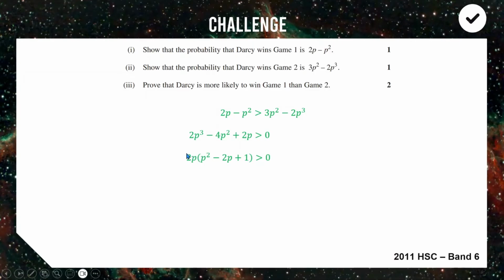It's easy to explain why 2P is greater than 0, because P, as stated in the question, is a probability, so it's going to be positive. Okay, so 2P is positive because P is positive. Now for the P squared minus 2P plus 1, conveniently, this factorizes to a perfect square, and we get P minus 1 squared. Now the question also stated that P was bigger than 0 but less than 1, which means that P minus 1 is not 0 because P is not 1. So something in here is being squared, so this is going to give us something positive because P is not equal to 1, and so this is going to be bigger than 0.